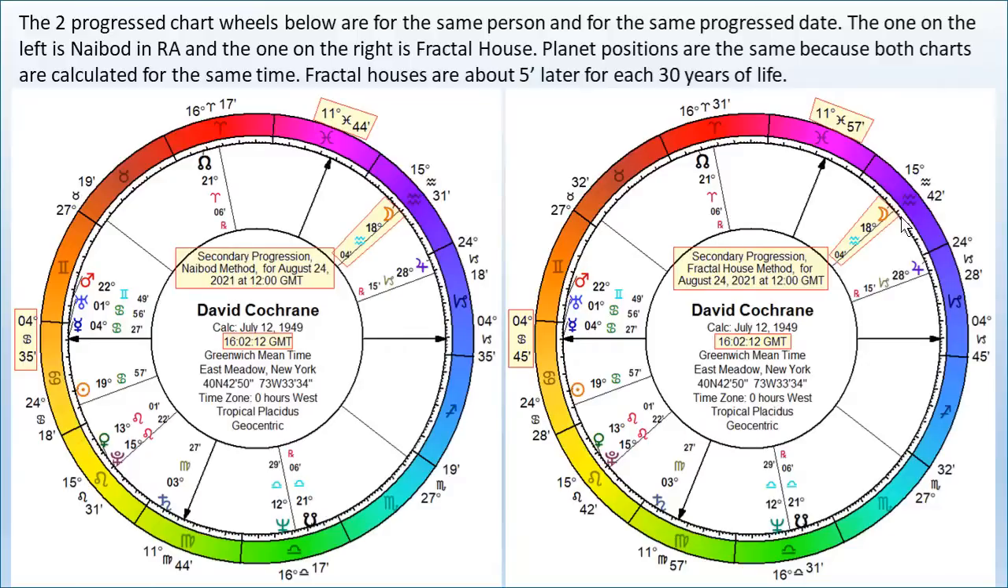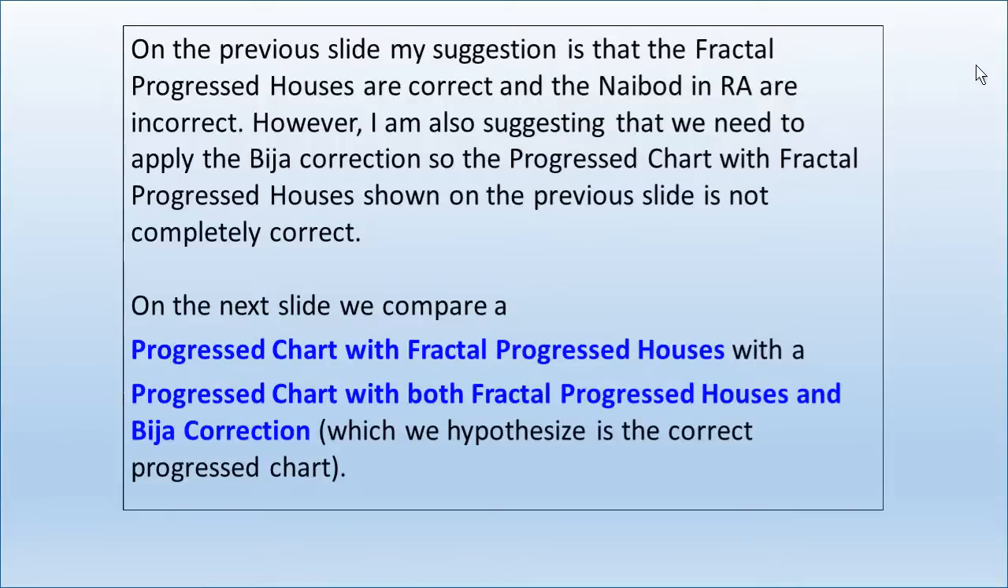Of course, the planets are the same. Moon is 18 Aquarius 04, because I'm using the same definition of a day in both cases. Now, on the previous slide, my suggestion is that we use fractal houses. They're correct. Naibod is incorrect.